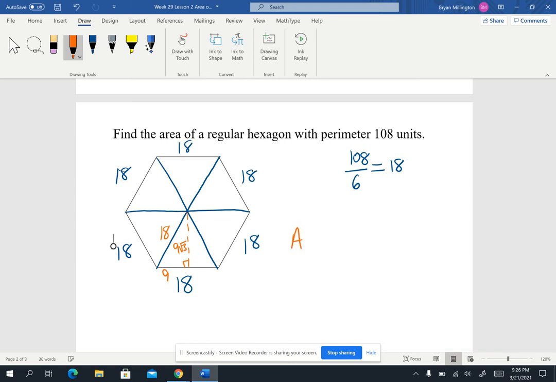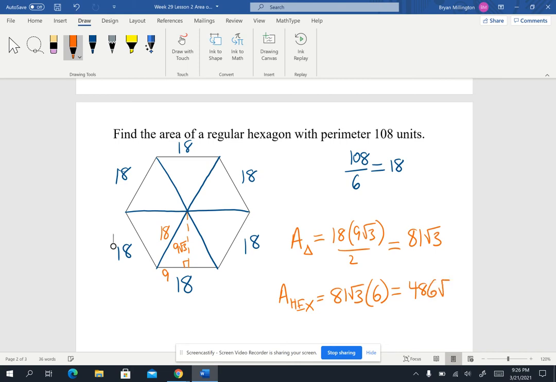So to find the area of one triangle would be the base of 18 times the height of 9 root 3 divided by 2. And when you calculate that out, that comes out to be 81 root 3. But we want the area of the whole hexagon. Well, the hexagon is made up of 6 of those equilateral triangles. So the area of the hexagon is going to be 81 root 3 times 6. So 81 root 3 times 6 gives you 486 root 3. And this is just units squared.